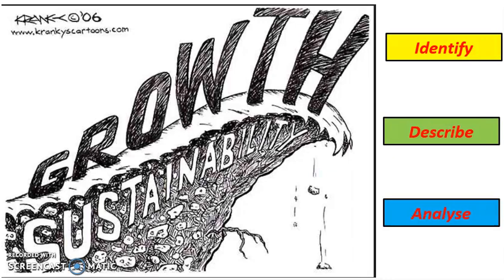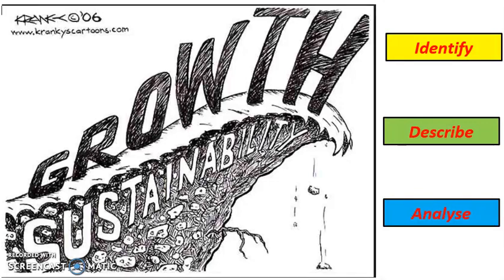So when we look at this particular example, we can see that the word growth is getting bigger as we move towards the edge of the cliff. In other words, thinking about growth, we can see that growth is getting more important. So growth would be the growth in production, so cutting down more trees, catching more fish, that sort of thing. So we're trying to create growth to generate money, to create jobs and so forth.